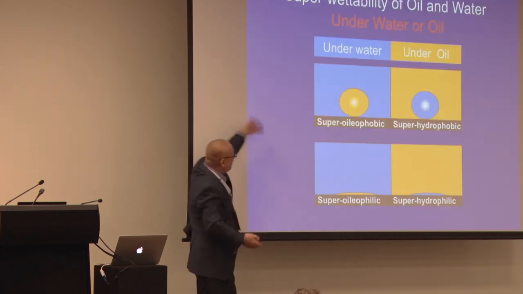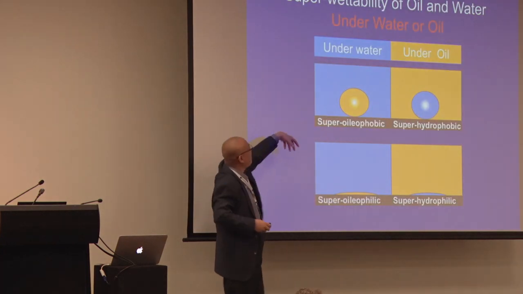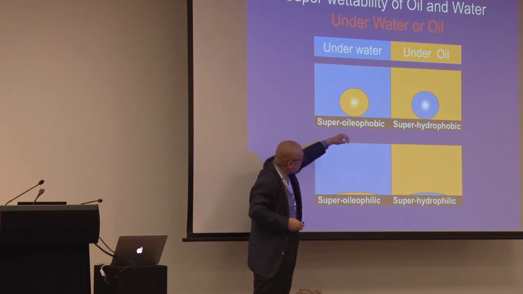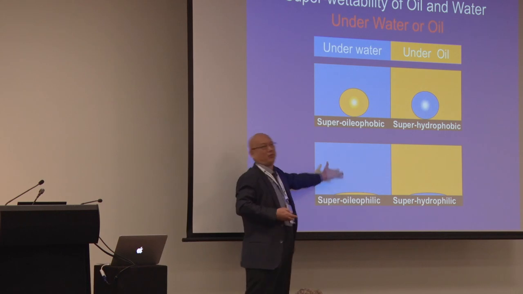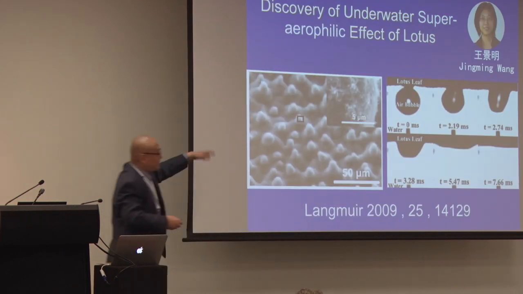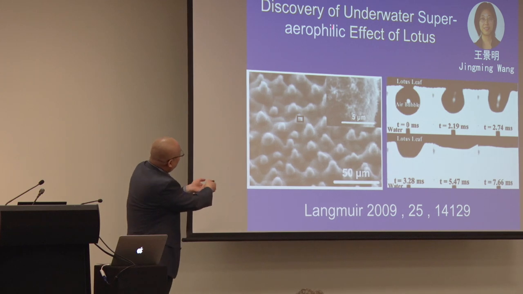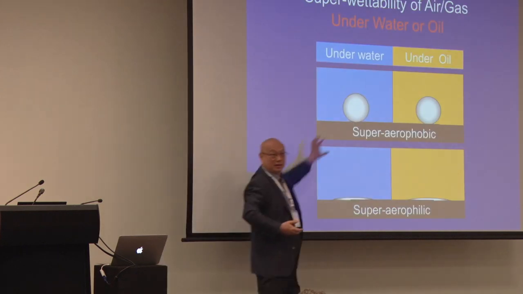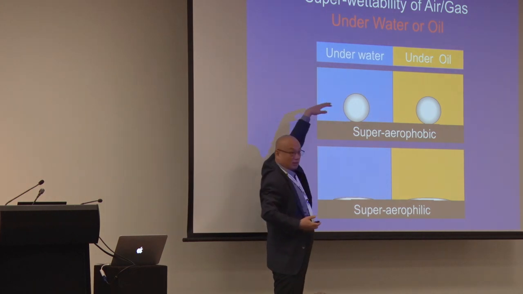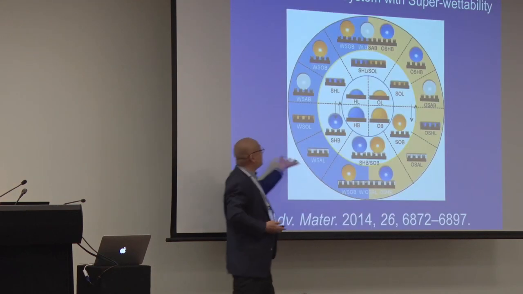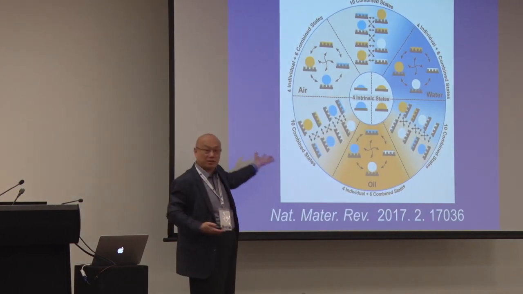Okay? And then immediately you generate 2, 4. Okay? The water super oleophobic, and the oil super hydrophobic, and then four. Another thing is the water super aerophobic, yeah, of the lotus leaf. And then immediately we generate another four. Yeah. And the liquid super aerophobic, super aerophilic, four. Okay. 64 kinds of compositions.